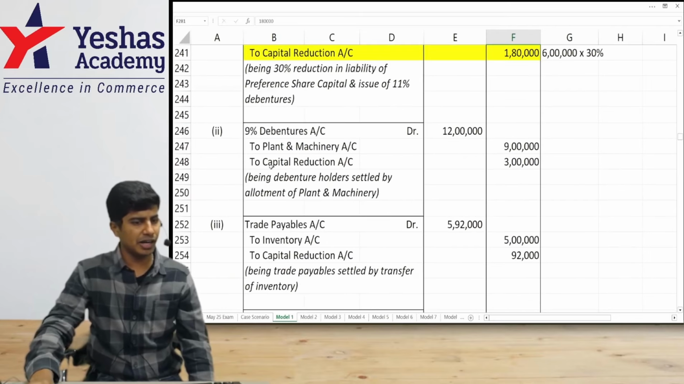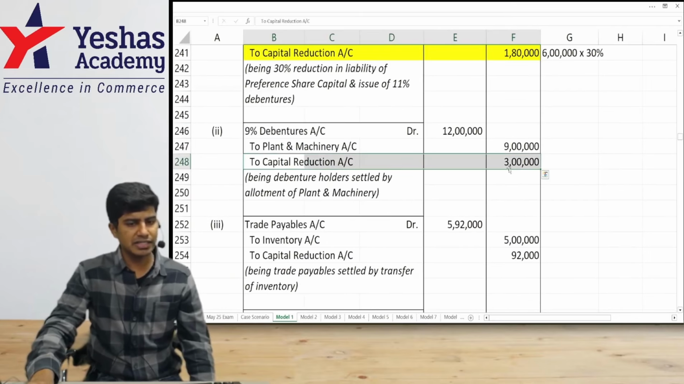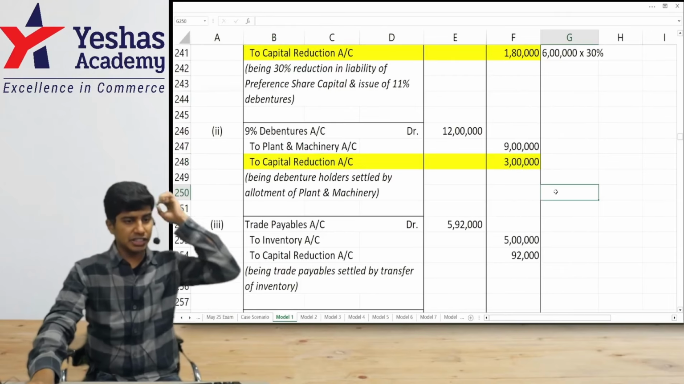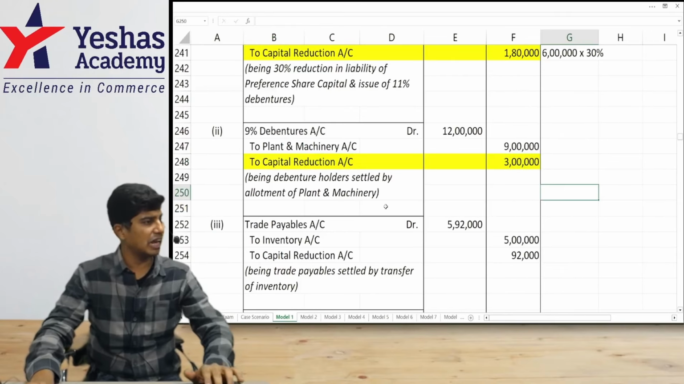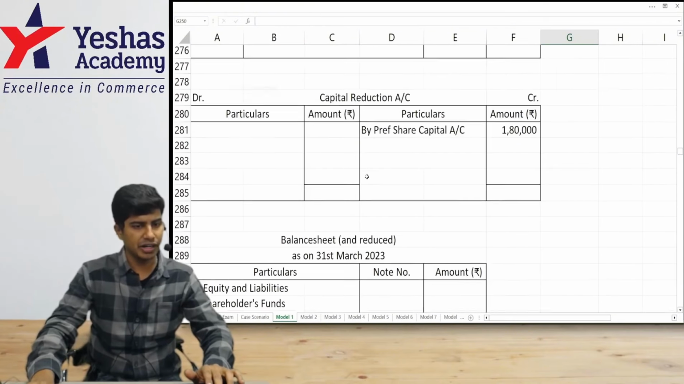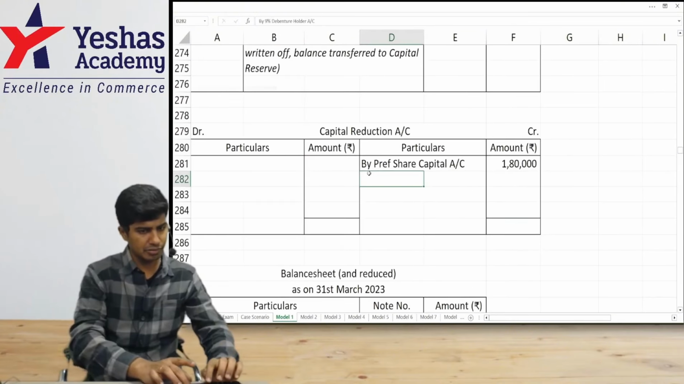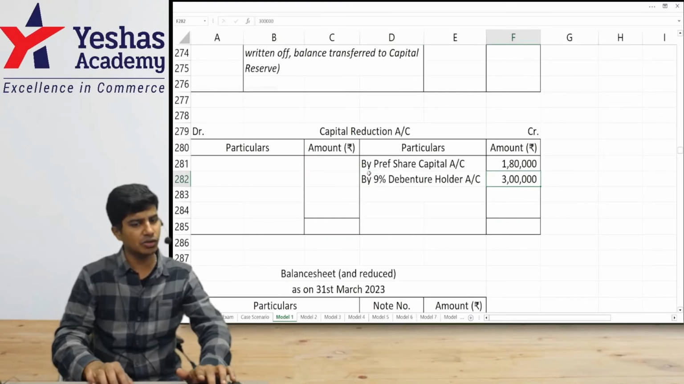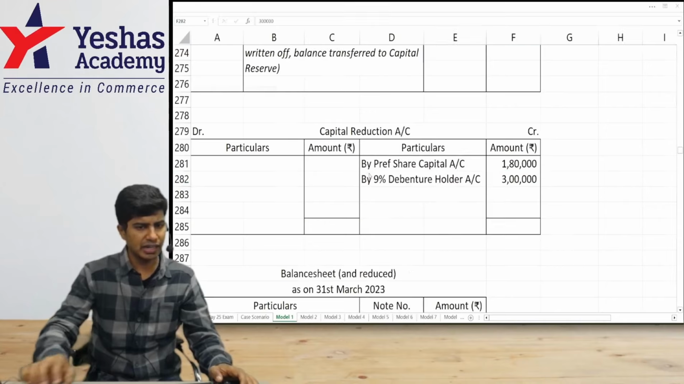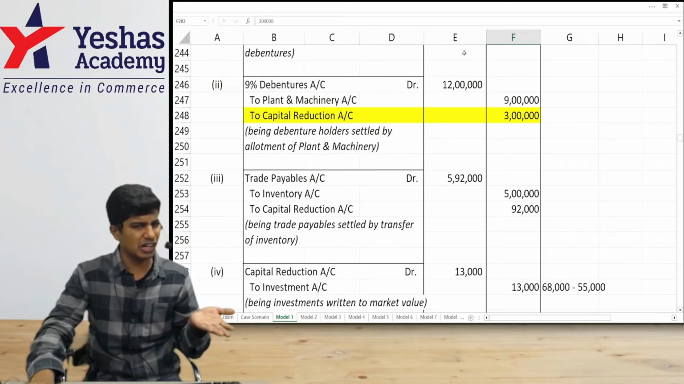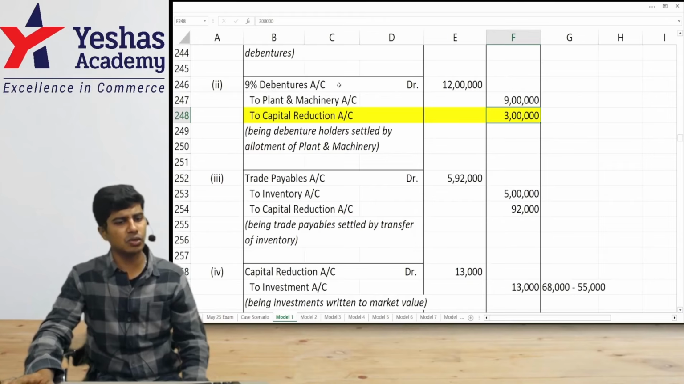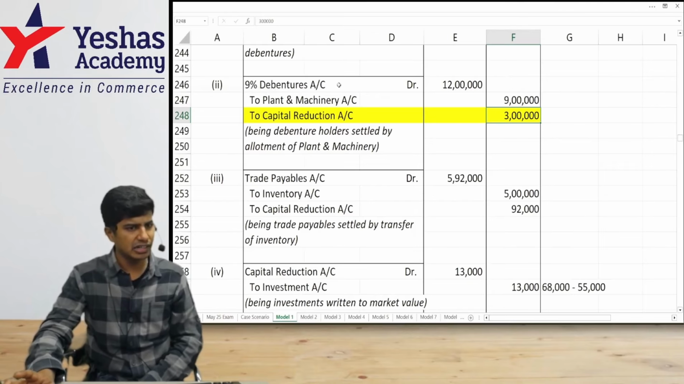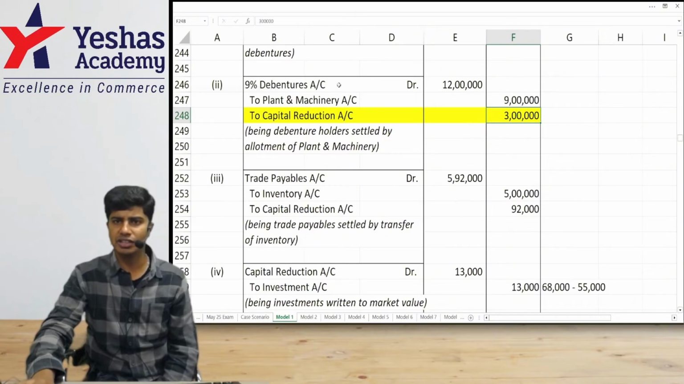Second entry. Do you have capital reduction here? Yeah. 9% debenture to capital reduction. Am I right? So in capital reduction account, shall I write by 9% debenture 12 lakhs? Fantastic. I would write here by 9% debenture holder account. Sorry, 3 lakh. Sorry. Not 1 lakh. In 12 lakh, 9 lakh we give machinery. 3 lakh is capital reduction. This entry if split, it will be debenture account debit to plant and machinery 9 lakh, 9 lakh. Debenture account debit to capital reduction 3 lakh, 3 lakh.